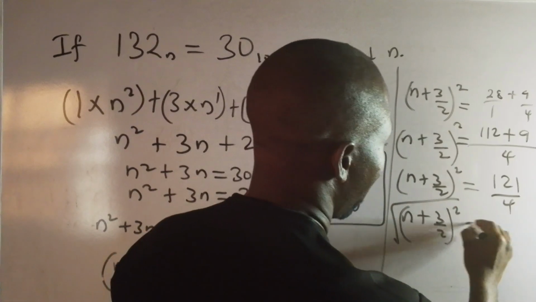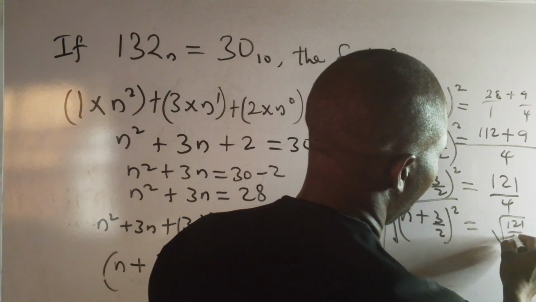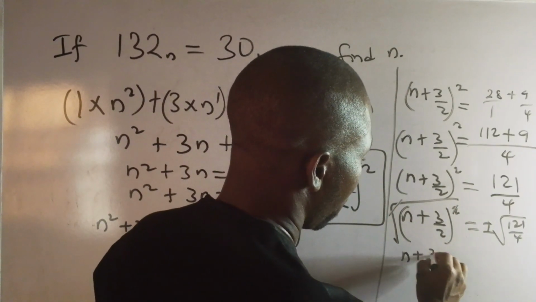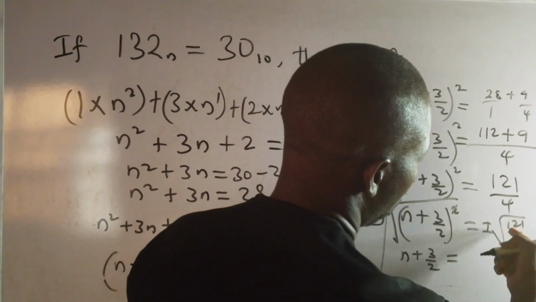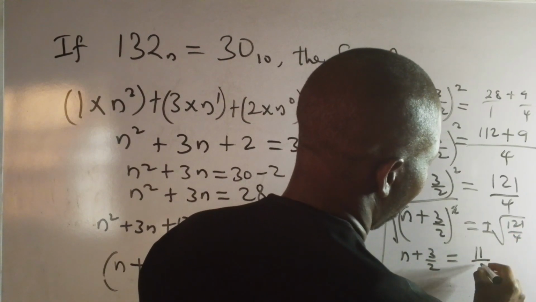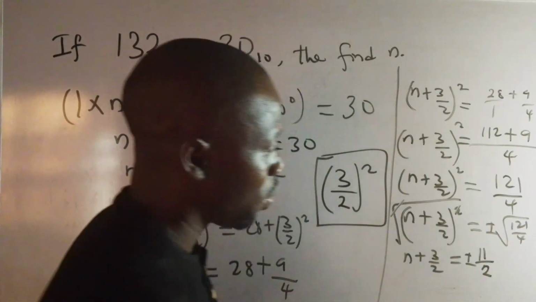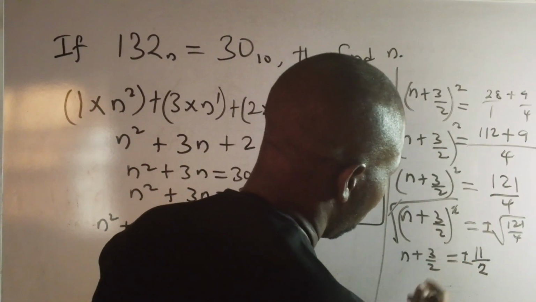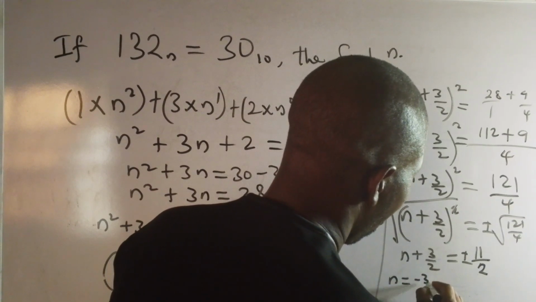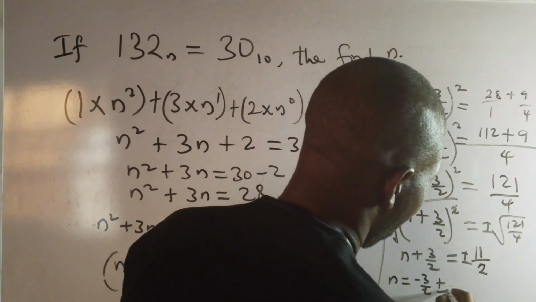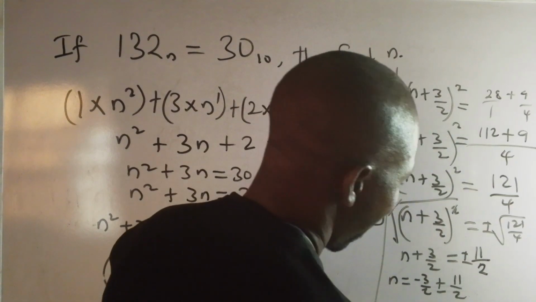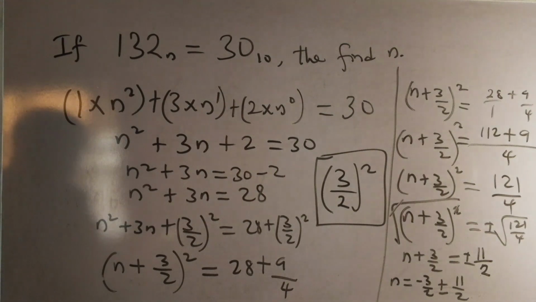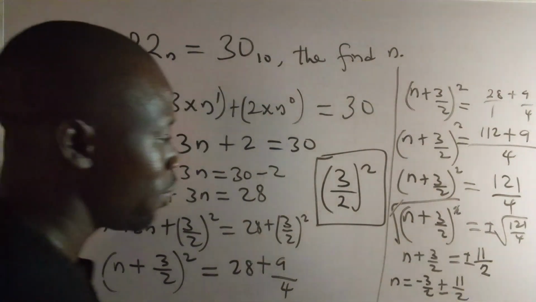We find the square root of both sides is equal to square root of 121 over 4, plus or minus. All right. This square, take away this square root. So we have n plus 3 over 2 is equals to 11 over 2. Right? Because square root of 121 is 11. Square root of 4 is 2. So subtract 3 over 2 from both sides. N is equals to minus 3 over 2 plus or minus 11 over 2. All right? That is minus 3 plus 11 over 2, or minus 3 minus 11 over 2.